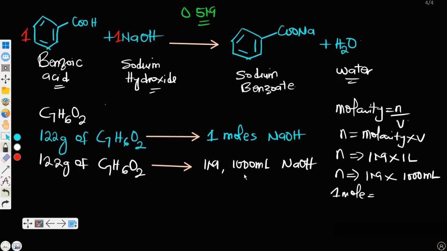Now milli equivalent means the mass of benzoic acid that reacts with 0.5 mole, because the concentration they gave to us here is 0.5 mole. So by standard, that's what we are trying to find. By standard, what mass of benzoic acid will react with 1 milliliter of 0.5 molar sodium hydroxide?